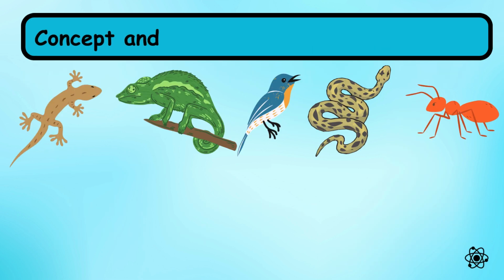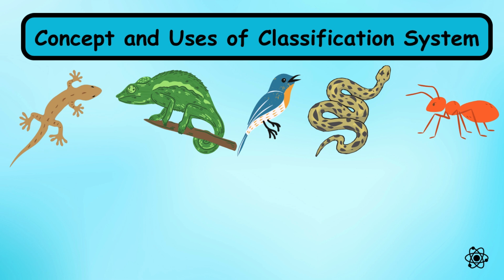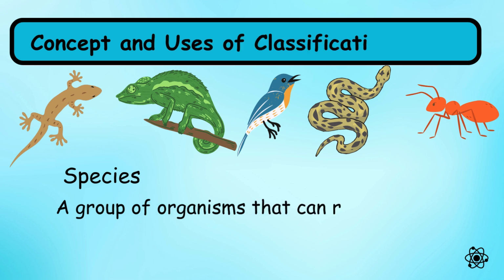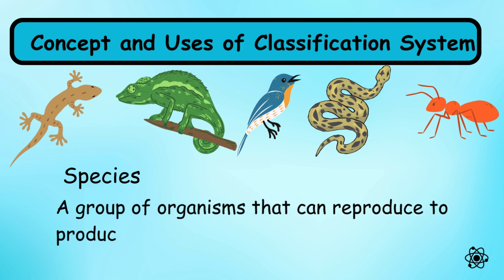Let's move on to the concept and uses of classification systems. There are millions of species of organisms on Earth. What is a species? A species is described as a group of organisms that can reproduce to produce fertile offspring. These species can be classified into groups by the features that they share. For example, generally all mammals have hair, often are warm-blooded and give birth to live young.